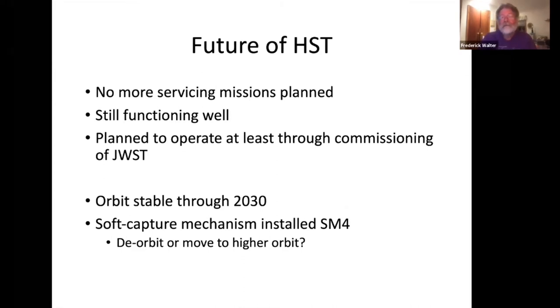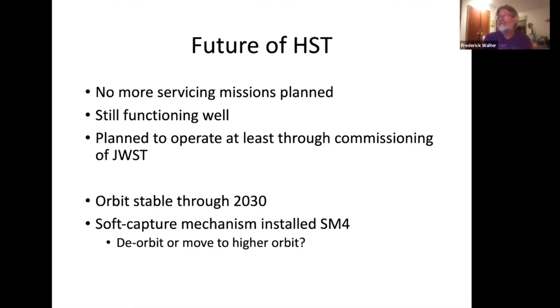It's planned to operate at least through the commissioning phase of the James Webb Space Telescope, which will be launched someday. It's always a year to two off, but maybe it'll be launched towards the end of 2021. And after that, it depends on the budget. If everything keeps working, it will be a pity to turn it off. The orbit, well, the orbit has been raised 5 times, each servicing mission before they let it go. They actually boosted it up in orbit by another 5 or 10 kilometers because even at 540 kilometers, the orbit decays with time. The orbit is stable for the next 10 years.